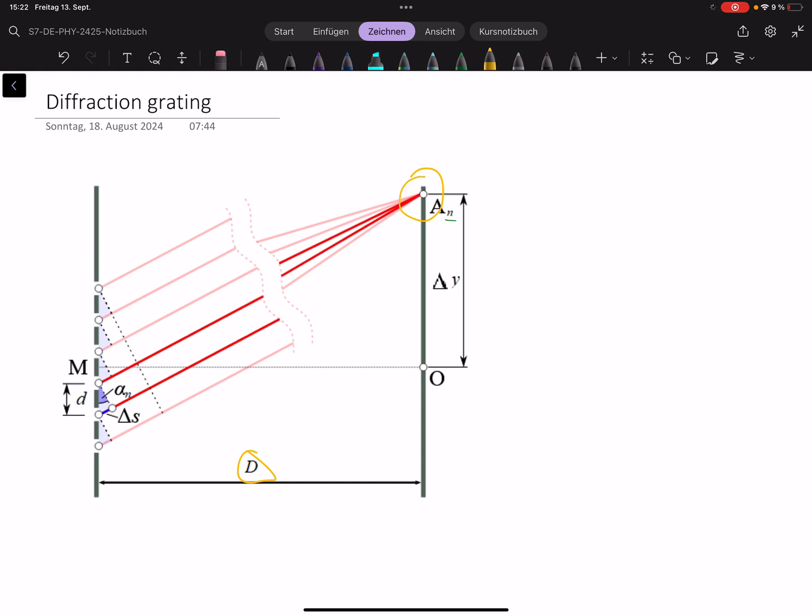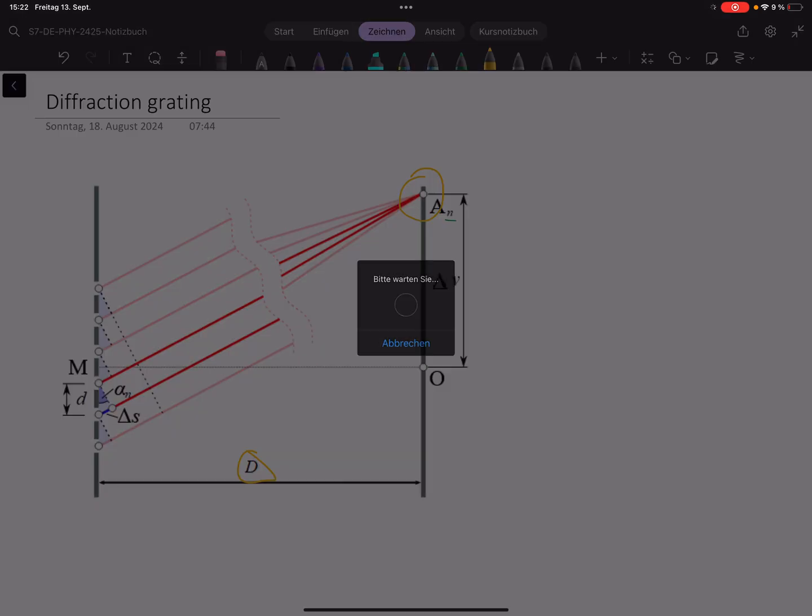Then again, the point AN is definitely not a mathematical point with 0 dimensions, because then we couldn't see it. So it has a little extension. That means that reality is somewhere in between anyway. This is just the information that we need in order to derive the formula.